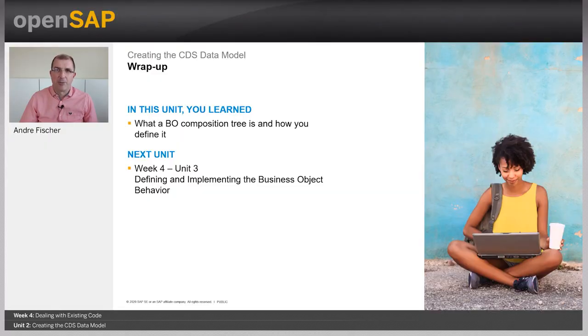In this unit, you have learned what a business object composition tree is and how you define it. Now we are at the end of this unit. Thanks for listening and see you in the next unit. There we will talk about defining and implementing the business object behavior.